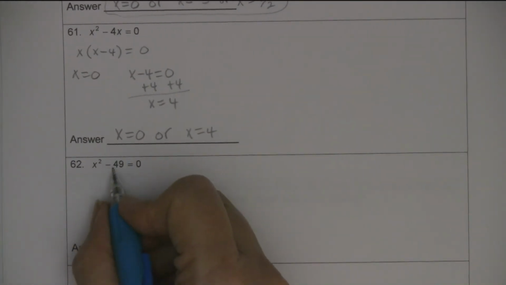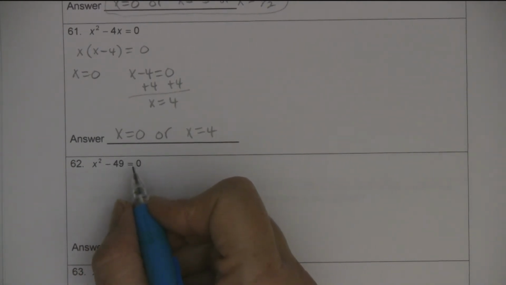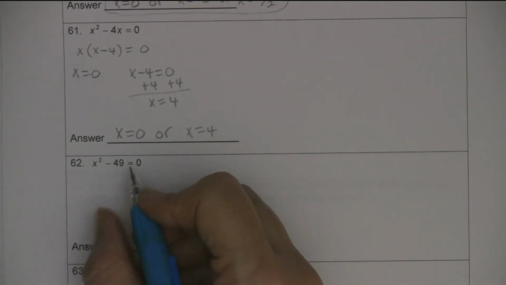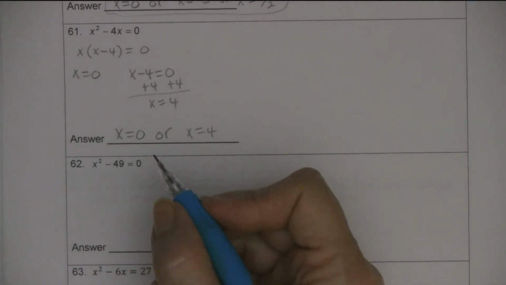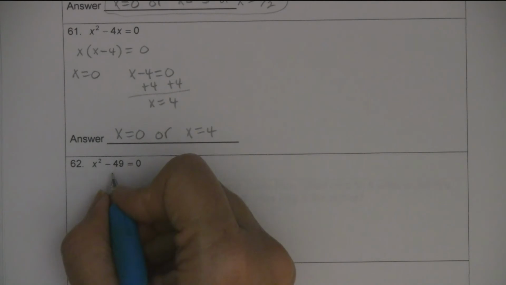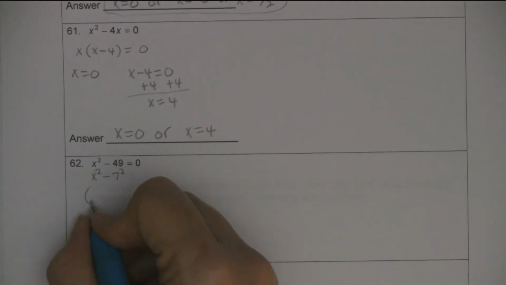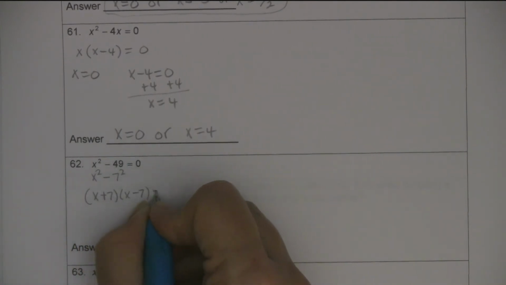This one is a binomial, and I got 0 on one side already. That's good news for me because binomials are easier to factor. They're either greatest common factor, which this one is not, or it has greatest common factor of 1, or they're a difference of squares, which this one is. So this is x squared minus 7 squared, right? So this is x plus 7, x minus 7 equals 0.